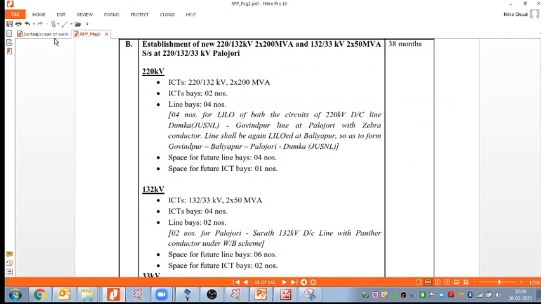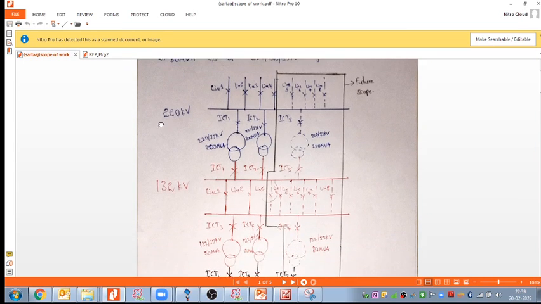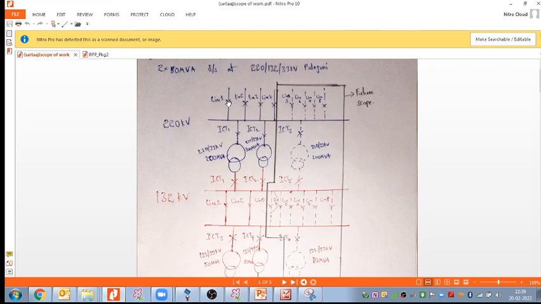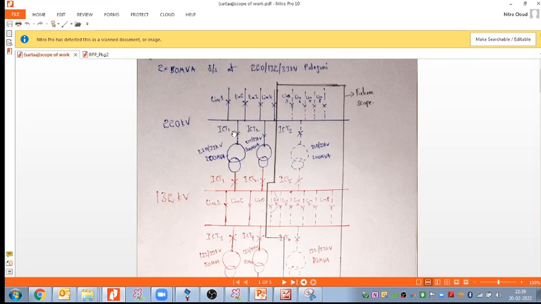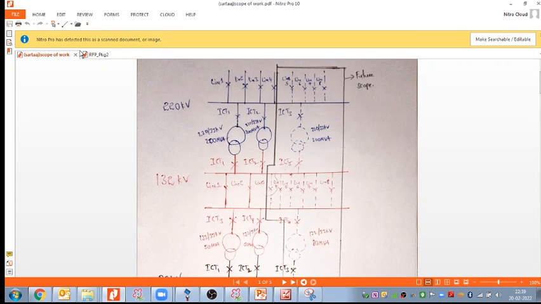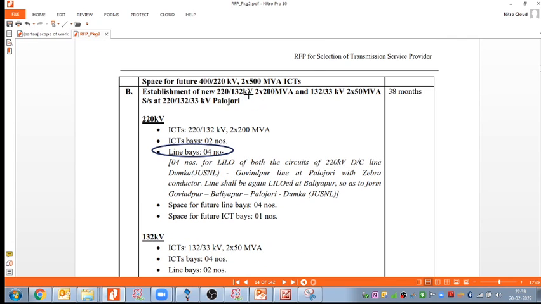So yeah, what you have developed. Let me take you through it. Established for 220/132 kV, 2 into 200 MVA, and 132/33 kV, 2 into 50 MVA services like this. Okay, so this switchyard is 220 kV. So we have four line bays, 1, 2, 3, 4, right? This line bay, 4 numbers, that is matching. ICT bays, 2 numbers. So ICT1 and ICT2, and the voltage is 220 by 132 kV right now.